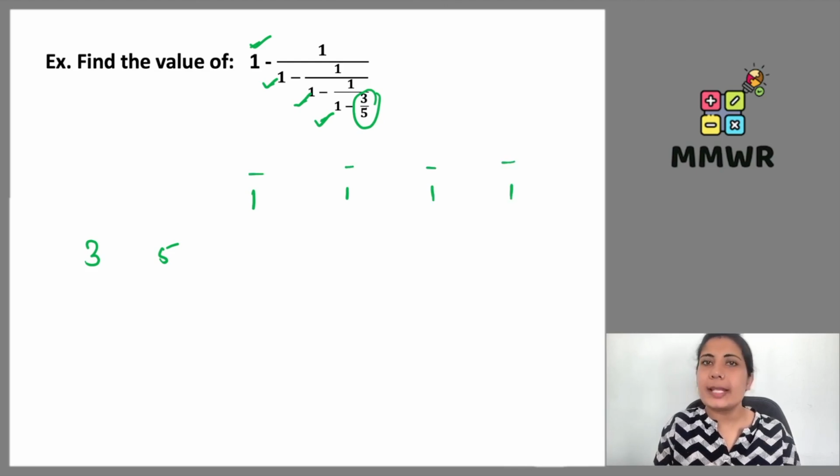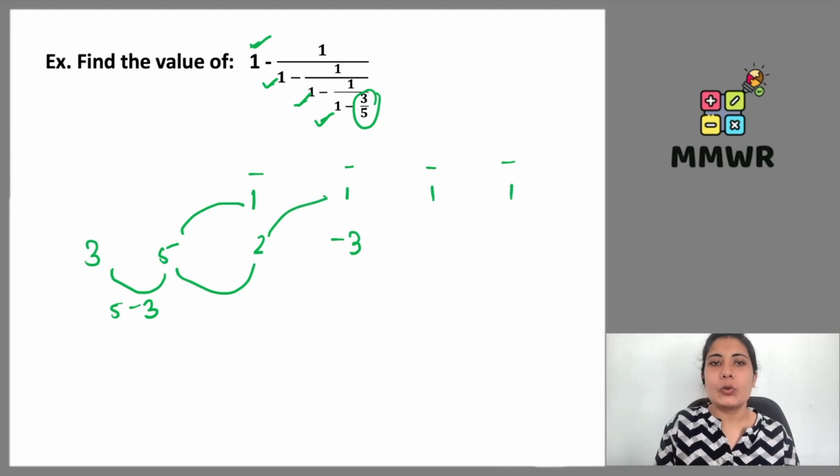So if we want, we can skip writing this. But yes, we have to do subtraction, so we have to be very careful. So 5 ones are 5 minus 3. So 5 minus 3 gives me 2. 2 minus 5 gives me minus 3. Look, I have subtracted this. 2 ones are 2 minus 5 gives me minus 3.